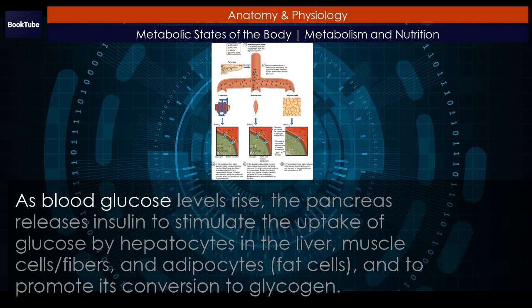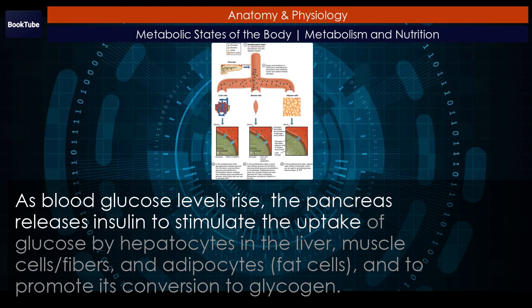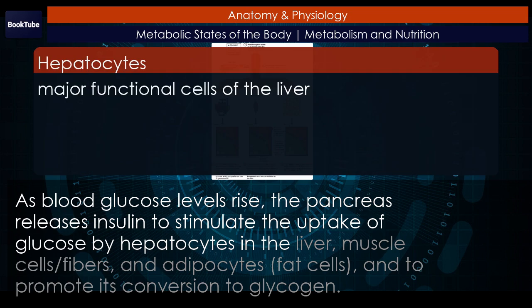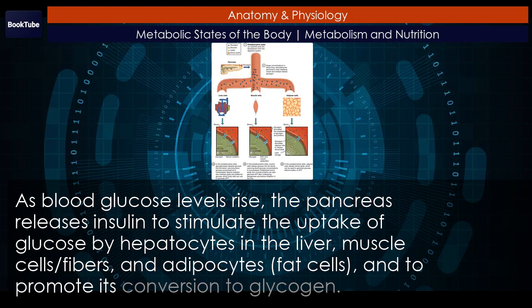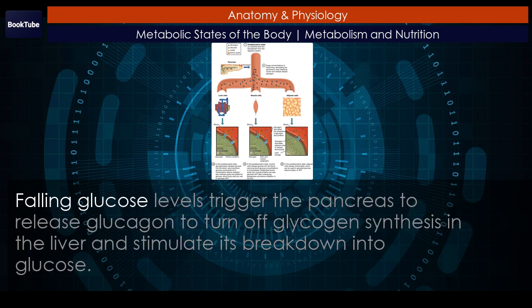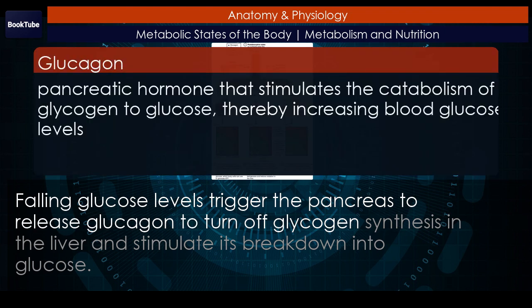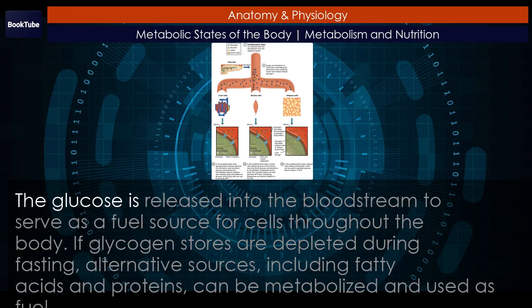As blood glucose levels rise, the pancreas releases insulin to stimulate the uptake of glucose by hepatocytes in the liver, muscle cells, fibers, and adipocytes, fat cells, and to promote its conversion to glycogen. As the post-absorptive state begins, glucose levels drop, and there is a corresponding drop in insulin levels. Falling glucose levels trigger the pancreas to release glucagon to turn off glycogen synthesis in the liver and stimulate its breakdown into glucose.